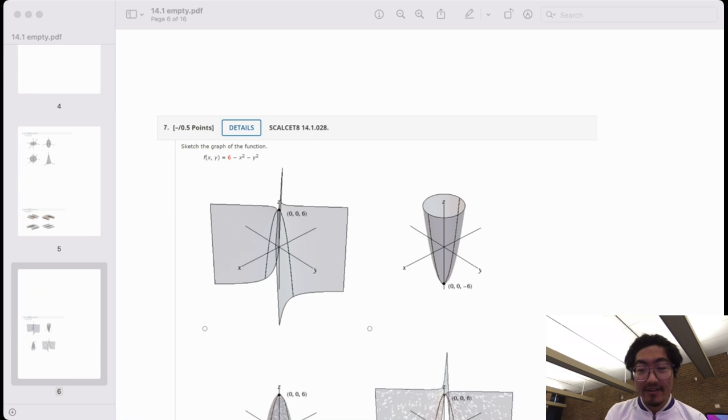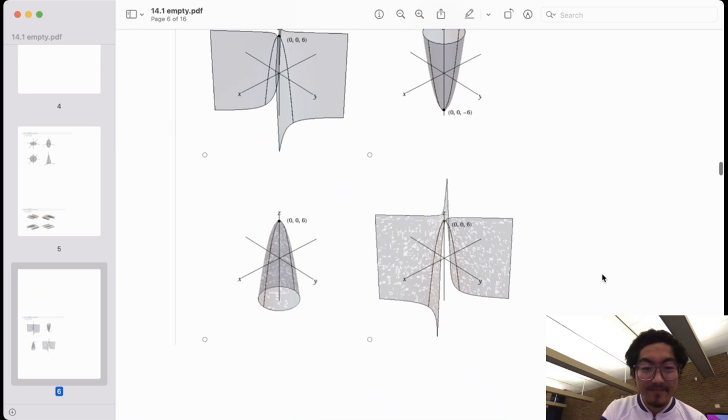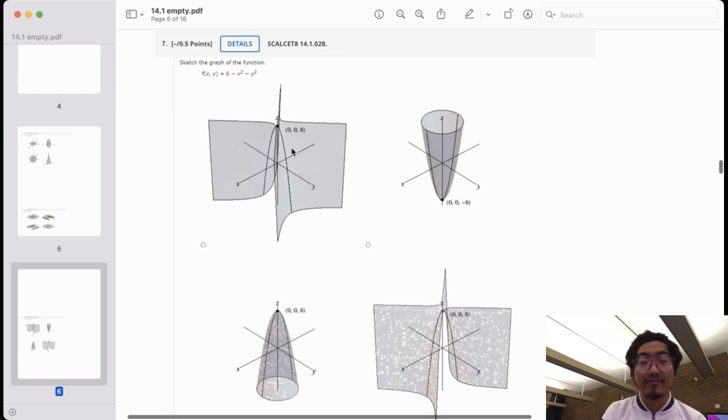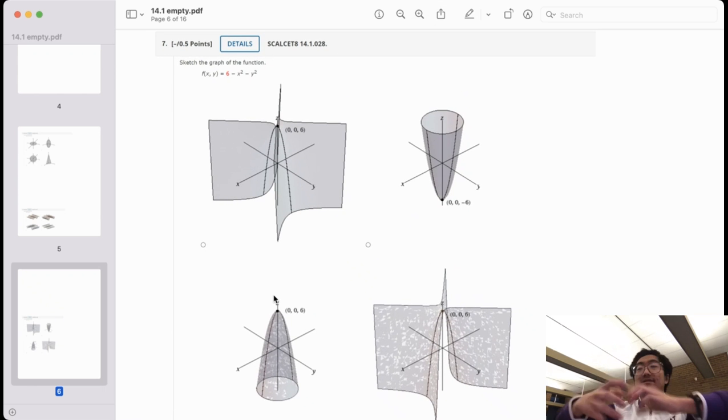It's an elliptic or circular paraboloid pointing downward. We find the center is (0, 0, 6). So it is this one. It's not a hyperbolic one, it's kind of like an ellipse, like a circular one, so it's a paraboloid.